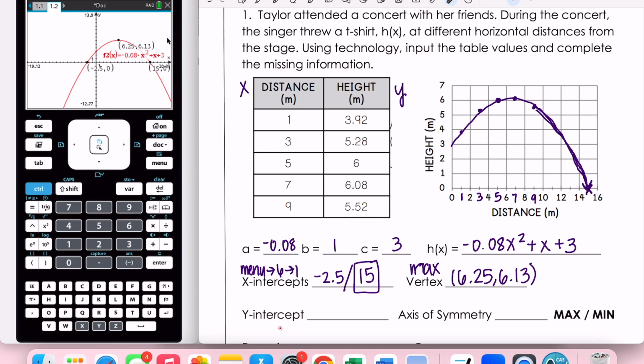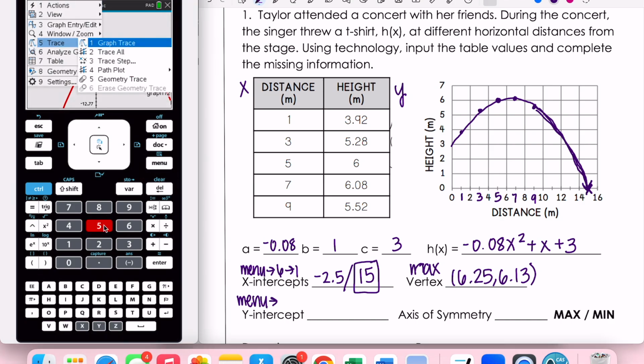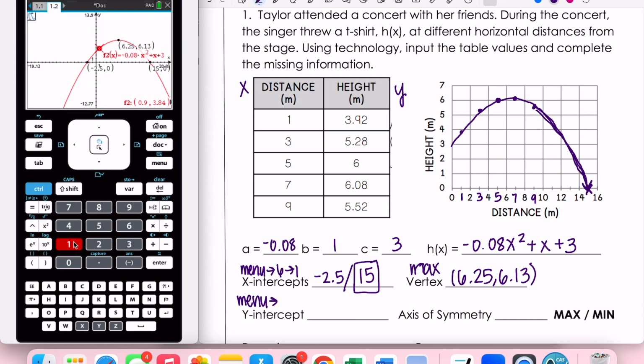Okay, next up, we want to identify our y-intercept. So remember, when we are identifying our y-intercept in our calculators, we are finding that by pressing menu, 5 for trace, and then we are pressing 1 for graph trace. What your calculator is going to do is give you a bullseye. We want to make sure that that bullseye is where x is equal to 0. So if you notice when I pressed it, I had 0.9 and 3.84.